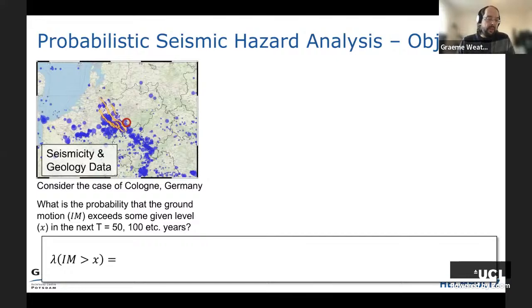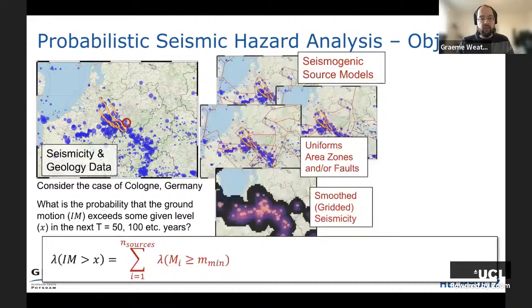To do that, in practice, our first step is to compile and construct all of the seismicity and geology data we can find in a region. What we're trying to do here is create what we call seismogenic source models. It's important to recognize that a seismogenic source model is not just a model of the active faults itself. It really has to be something that can describe all of the potential earthquakes that we believe can affect the site in question.